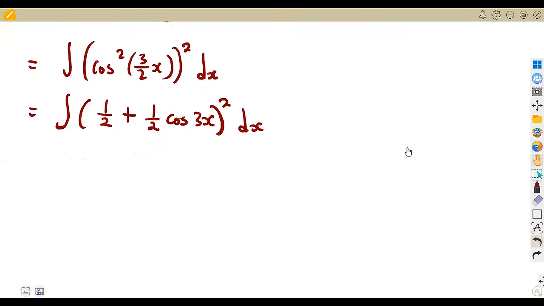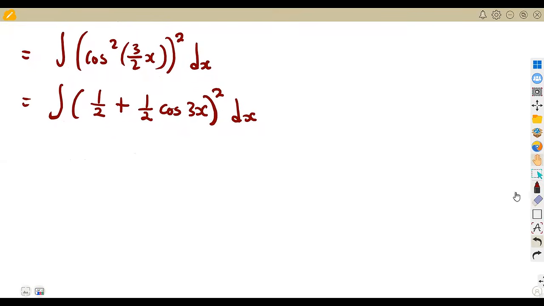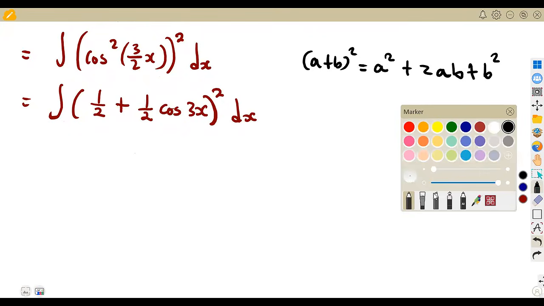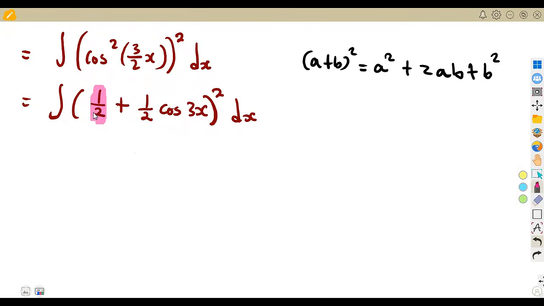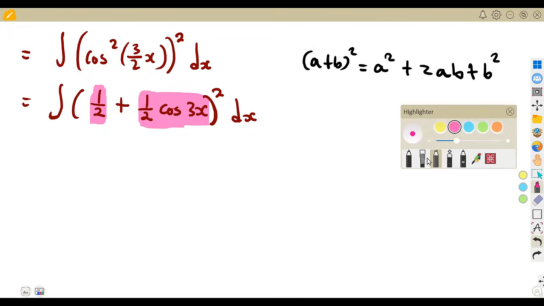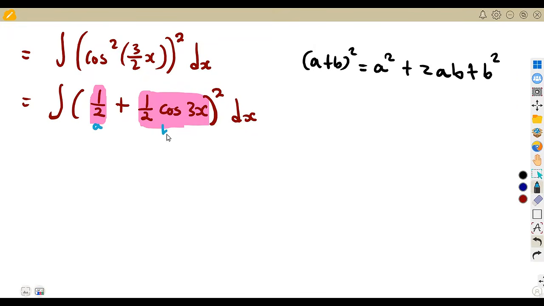Okay? Just like that. So now, since we've got whatever that you have to the exponent of 2, remember the brackets of a plus b squared. It gives us a squared plus 2ab plus b squared. So meaning to say we have got the first term and the last term here, which is this one as our a, and this as our b, because we've got the whole bracket being raised to the exponent of 2. So that's our a in this case here, and this is our b, just like a plus b squared.